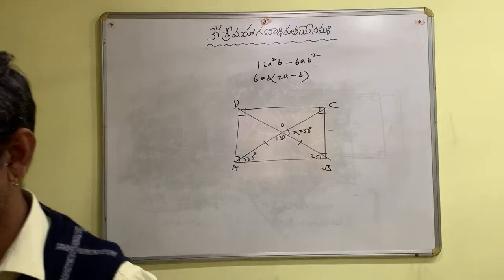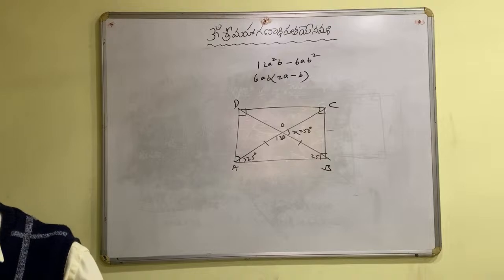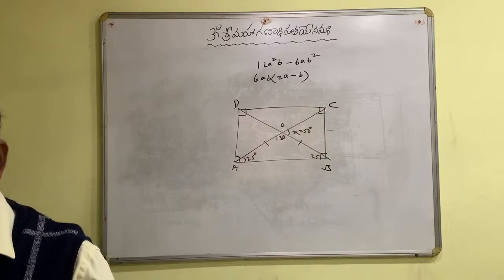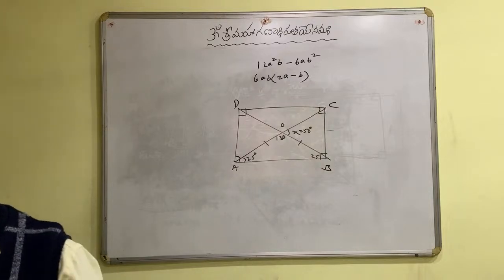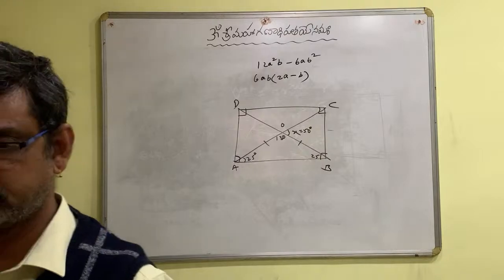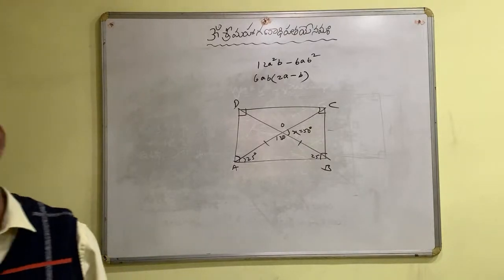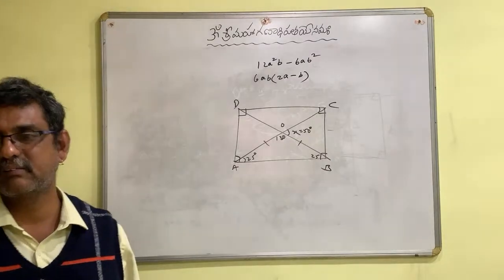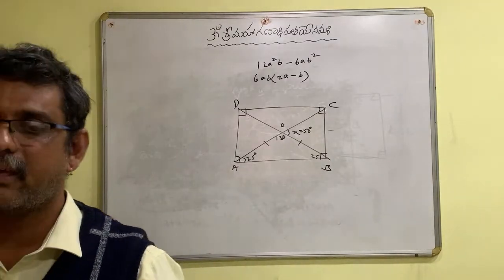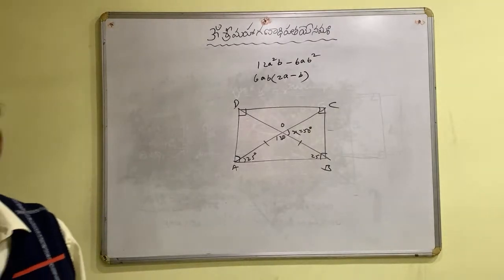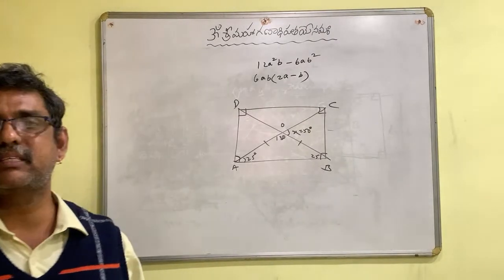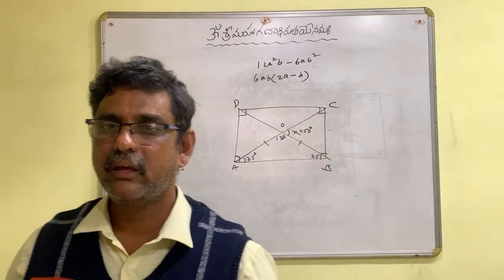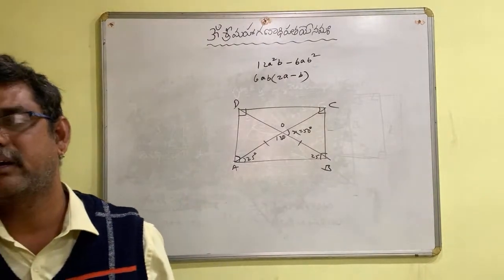18th question. In the RHS rule, H stands for hypotenuse. In the RHS congruency rule, H stands for hypotenuse.